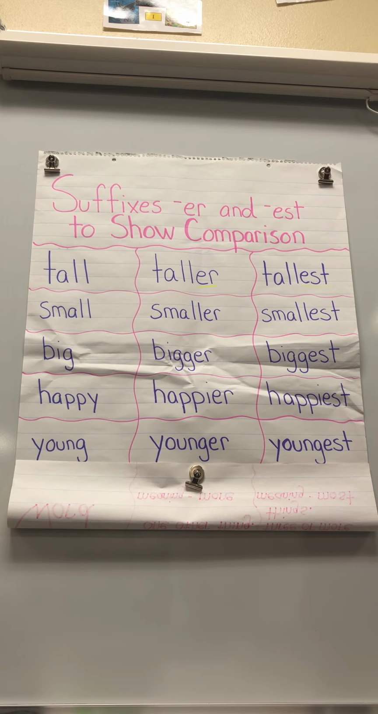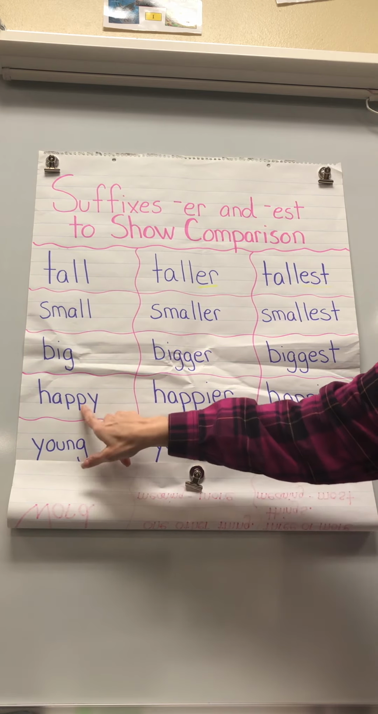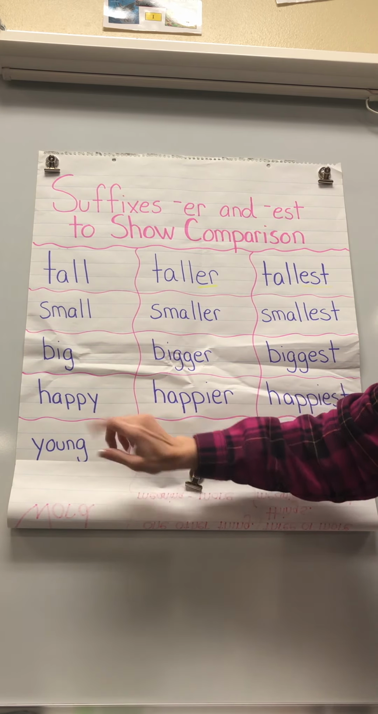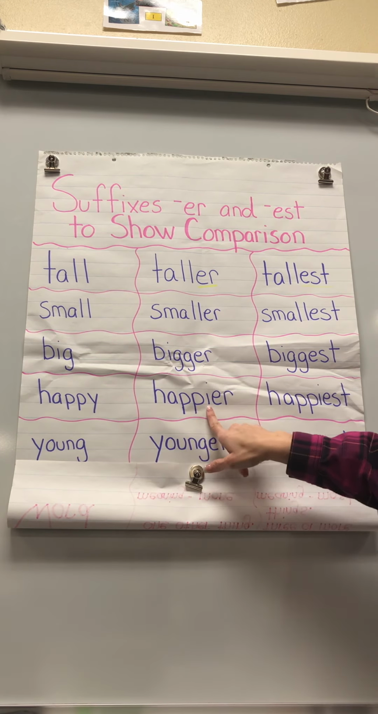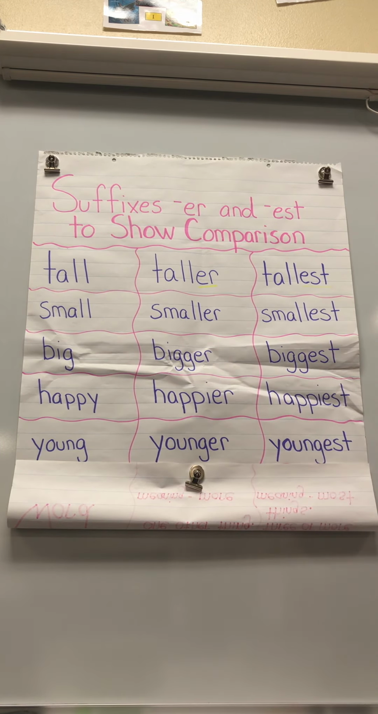What do you notice about those words? Something happened to our Y, that's right. Think about what you already know and tell someone why you think our spelling changed in happier and happiest. Oh my goodness, yes, because there is a consonant and then a Y. So if there is a consonant and then a Y, we have to change our Y to an I and then add our suffix, ER or EST. Good job, guys. Happier is more happy, and happiest is the most happy.